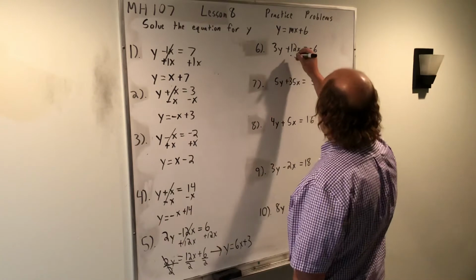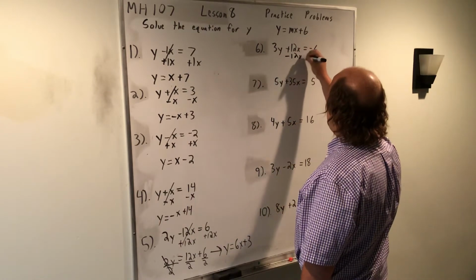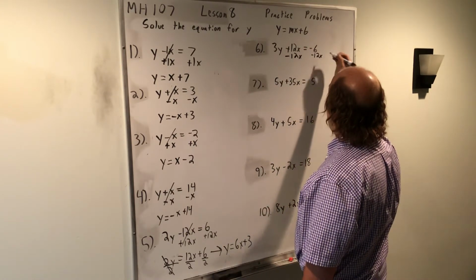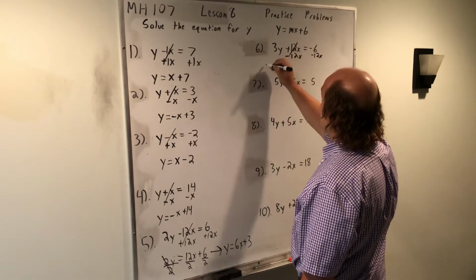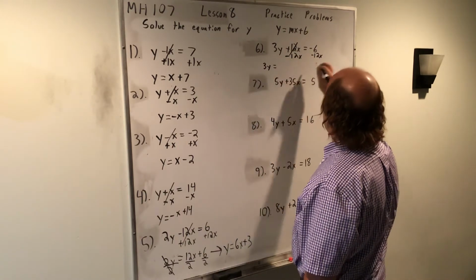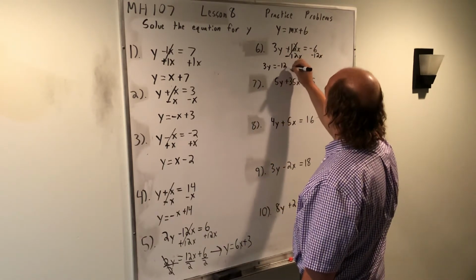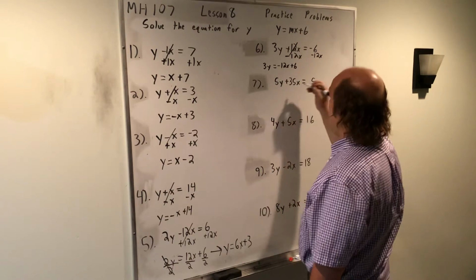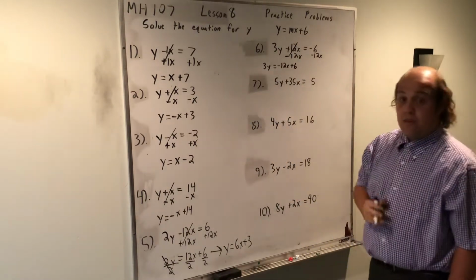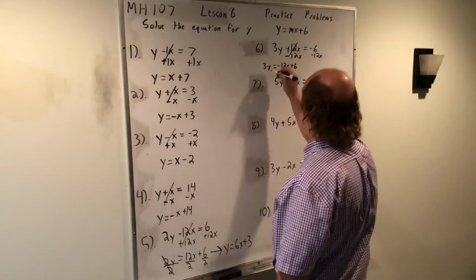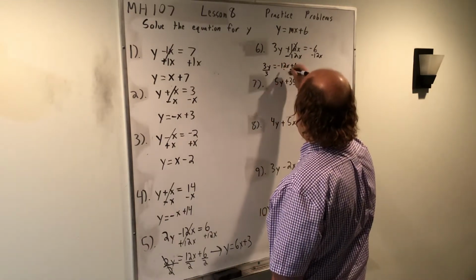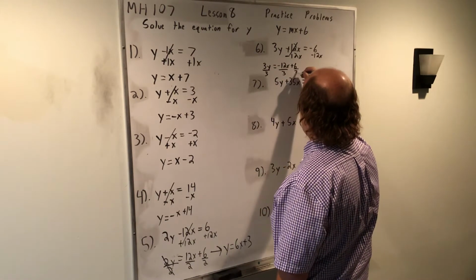In problem 6, we start by moving this 12x, negative 12x here, negative 12x here. That leaves me on the left-hand side with 3y. It's now equal to negative 12x plus 6. I can't leave it as 3y because I want just 1y, so I divide by what's in front of the y, in this case 3.